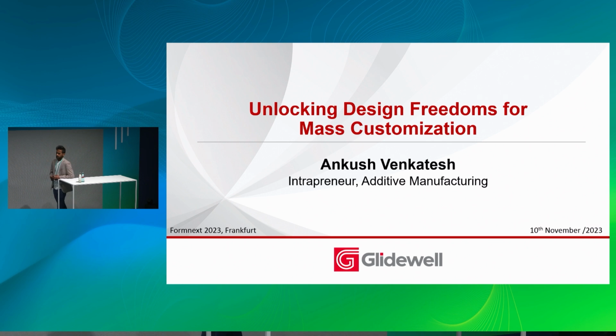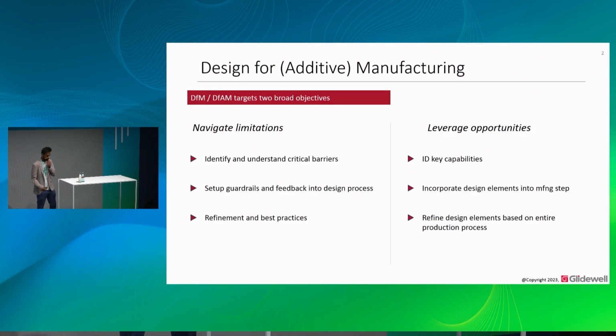So to start off with, usually when people talk about design for manufacturing or design for additive manufacturing, there are usually two broad objectives. One is to identify the limitations of your process and specific technologies that you've chosen, and the other is to leverage the advantages and some of the unique characteristics that a certain production process might allow.